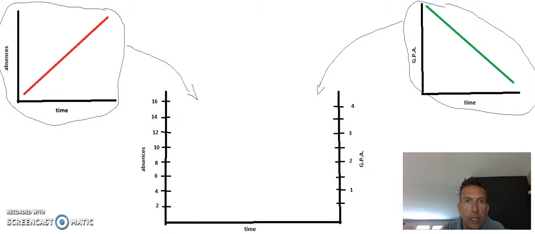So what you might even want to do here is take, for example, we'll do something like this. We'll just make sure we know that absences are in red and GPA is green. So we got that there. So that's kind of our key. And then we can go ahead and take our lines. And so for this student, we see that over time, from the beginning of the year until later, their absences go up.